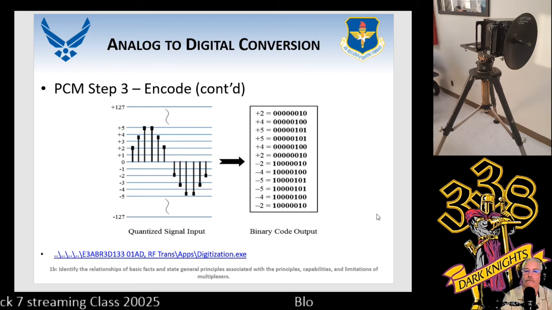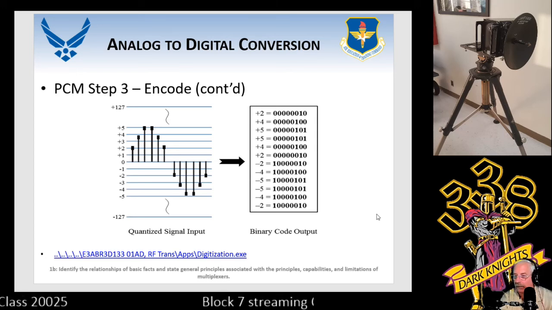Do we need to know how to decipher the binary code from the quantization? No, you just need to know that you got 8 bits. The 8th bit identifies whether it's above or below the 0 line. Copy that.